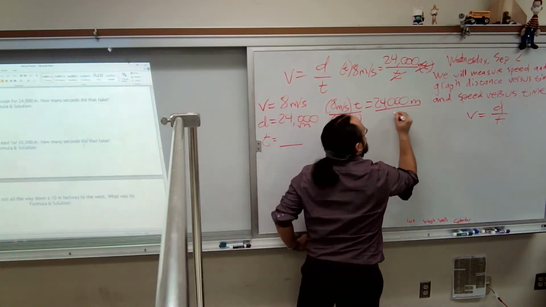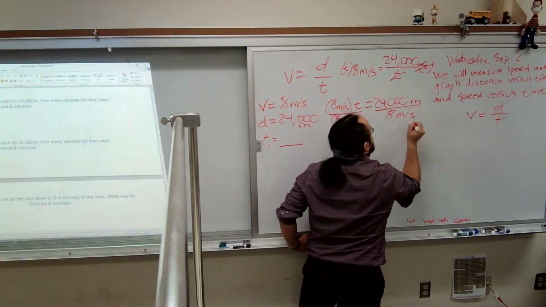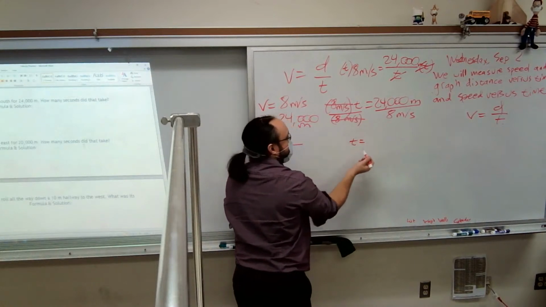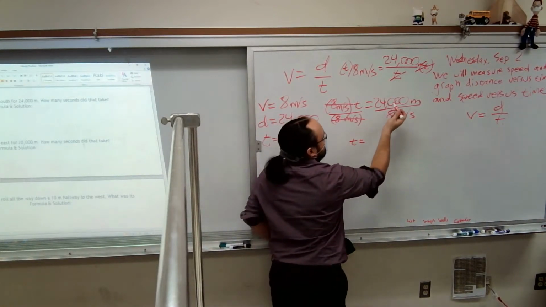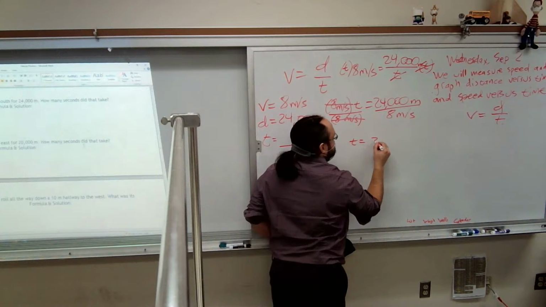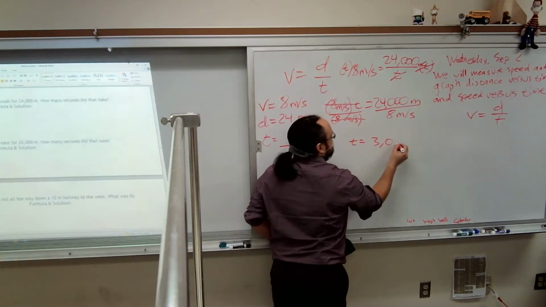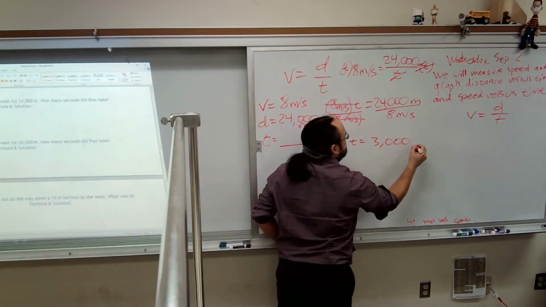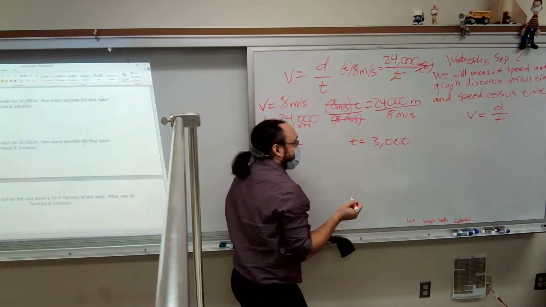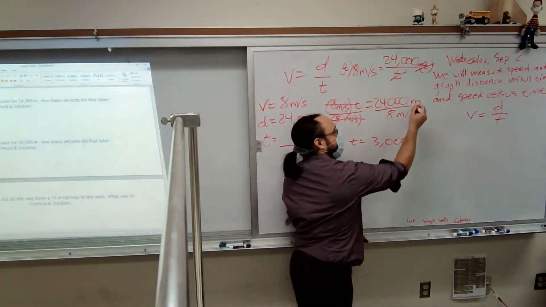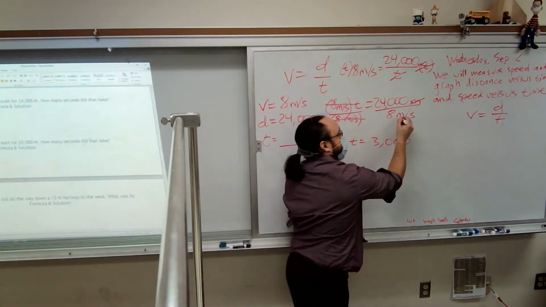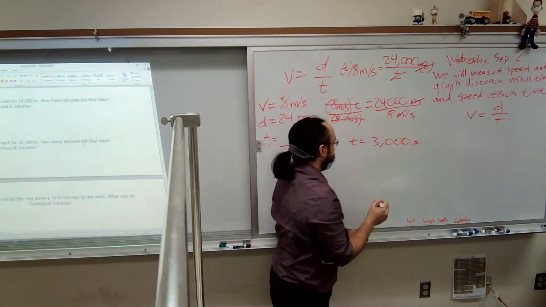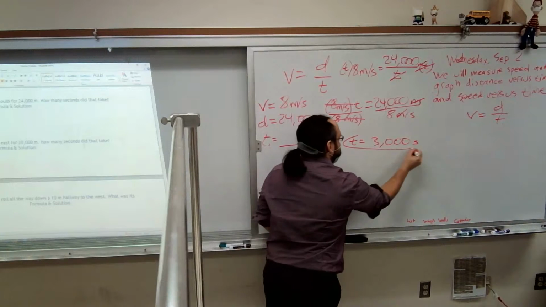All right. So now we got this on top and this on bottom, so it just says t equals, and 24,000 divided by 8 is 3,000, right? 8 times 3 is 24, so 8 times 3,000 is 24,000. And we can do the same thing with the units. So we got an m on top and an m on bottom. So now we just got seconds. And there we go, t equals 3,000 seconds.